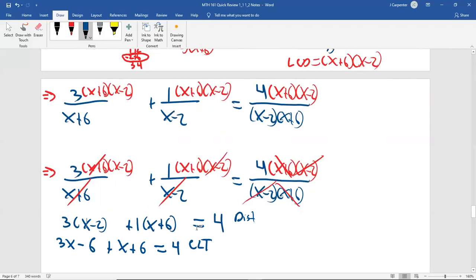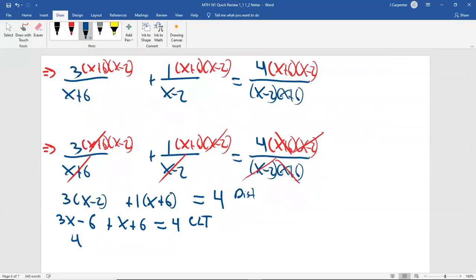We will then combine like terms. The 3x plus the x is going to give us a 4x. The -6 plus the 6 actually cancel. That's kind of cool. And then the right side is still just a 4. Again, the 6 is canceled if you didn't see that. The 3x plus, there's an imaginary little 1 there still. 3 plus 1 is 4.